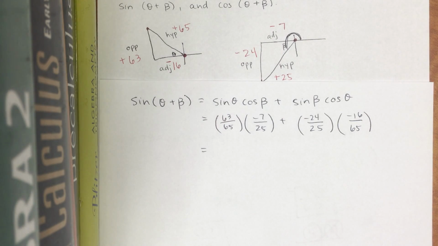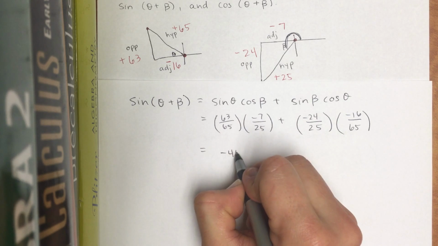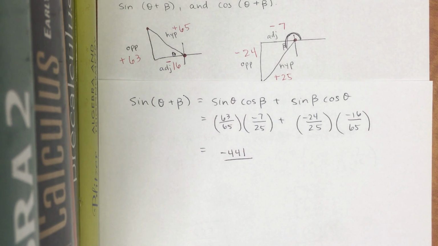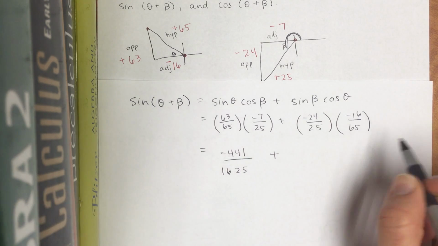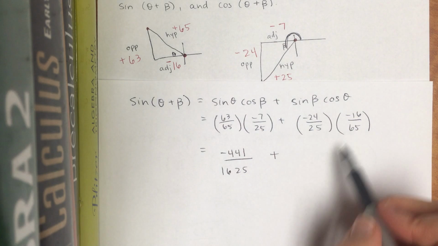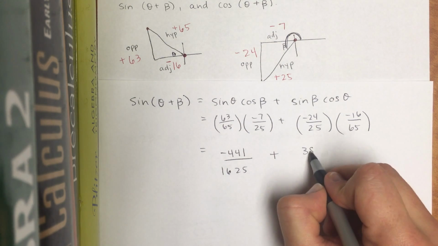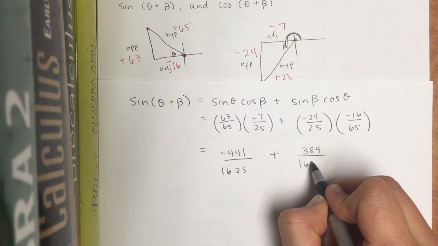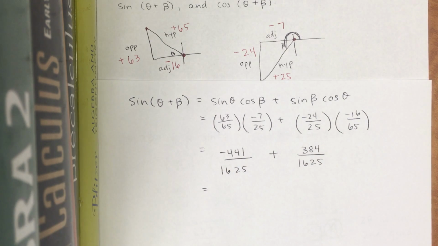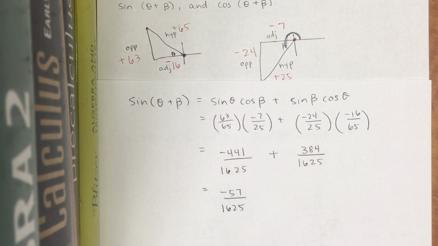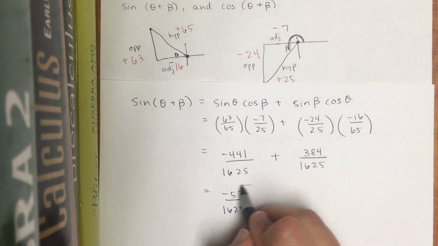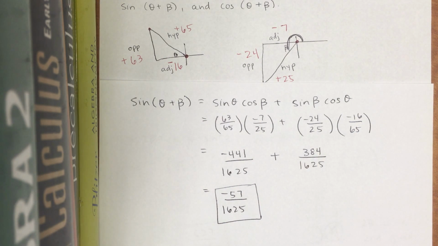Simplify your fractions or multiply across the top. So this is negative 441 over, multiply across the bottom, 1625, plus, double negative multiplies to be positive, 384 over, multiply across the bottom, 1625. They have the same denominator, so I can add that together. And you end up with negative 57 over 1625. If you can simplify your fraction, simplify it. This does not simplify, so that's it.